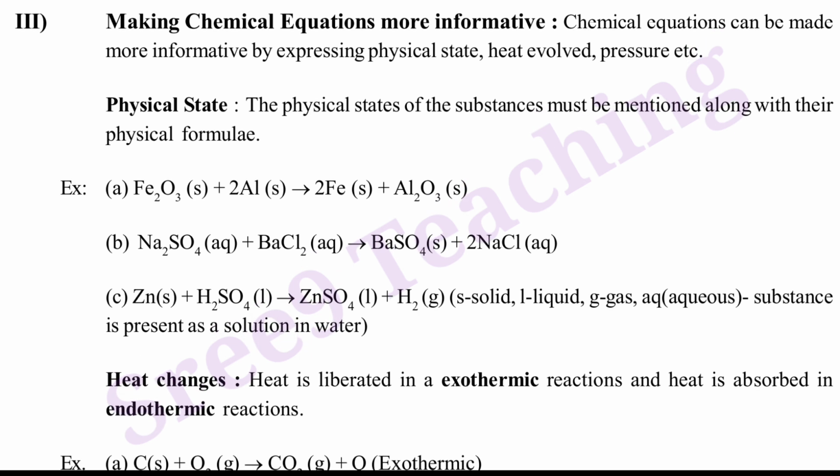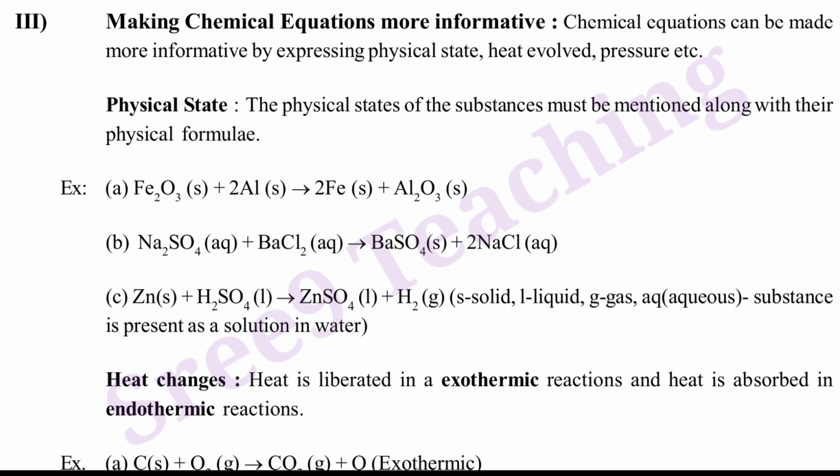Now next, making chemical equations more informative. Chemical equations can be made more informative by expressing physical state, heat evolved, pressure, etc. Now what is physical state? The physical state of the substances must be mentioned along with their chemical formulae. Here S means solid, L means liquid, AQ means aqueous, and G means gas.